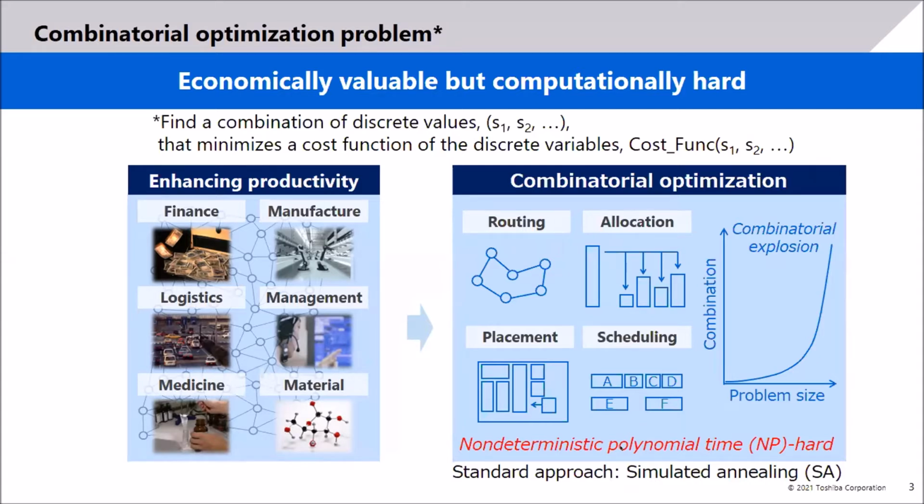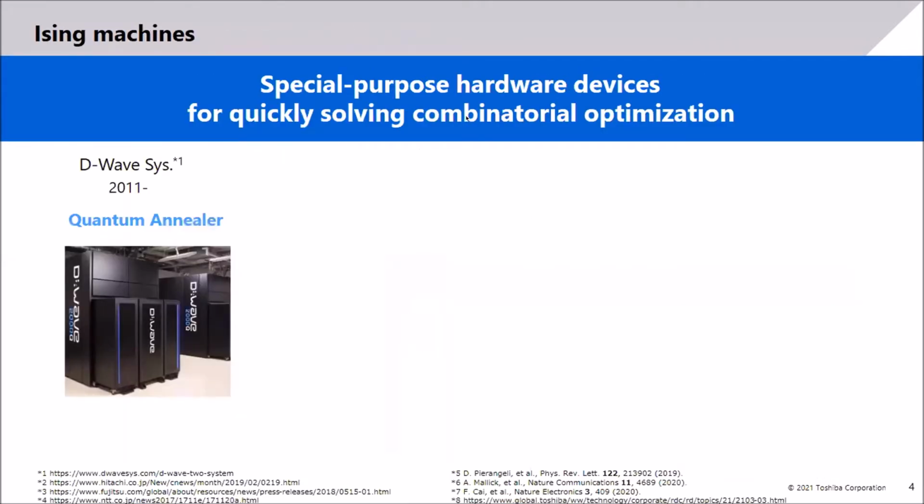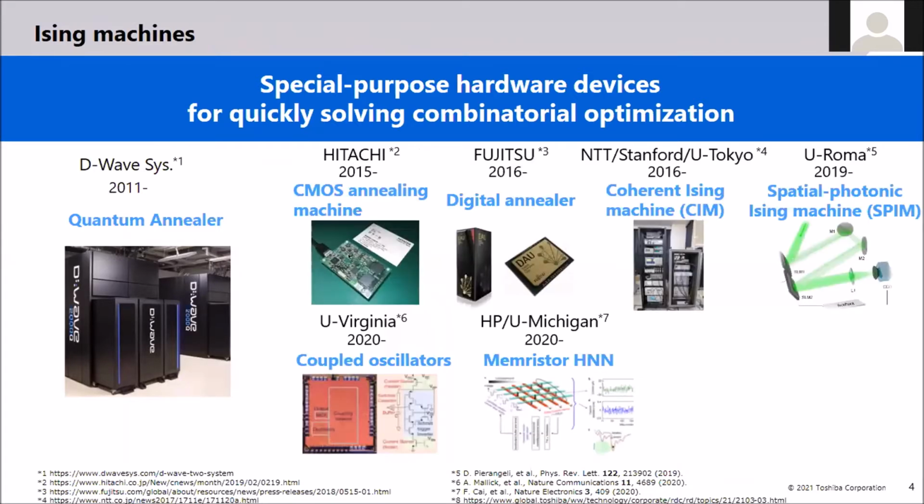A standard approach so far has been simulated annealing, SA. Recently, special purpose hardware devices for quickly solving combinatorial optimization, called Ising machines, have attracted intense attention because of their possibility for substantial speed up. After the appearance of D-Wave's quantum annealer in 2011, various Ising machines have been presented, including CMOS digital annealing, optical Ising machines like CIM or SPIM, coupled oscillator, memristor, neural networks. The situation is very competitive.